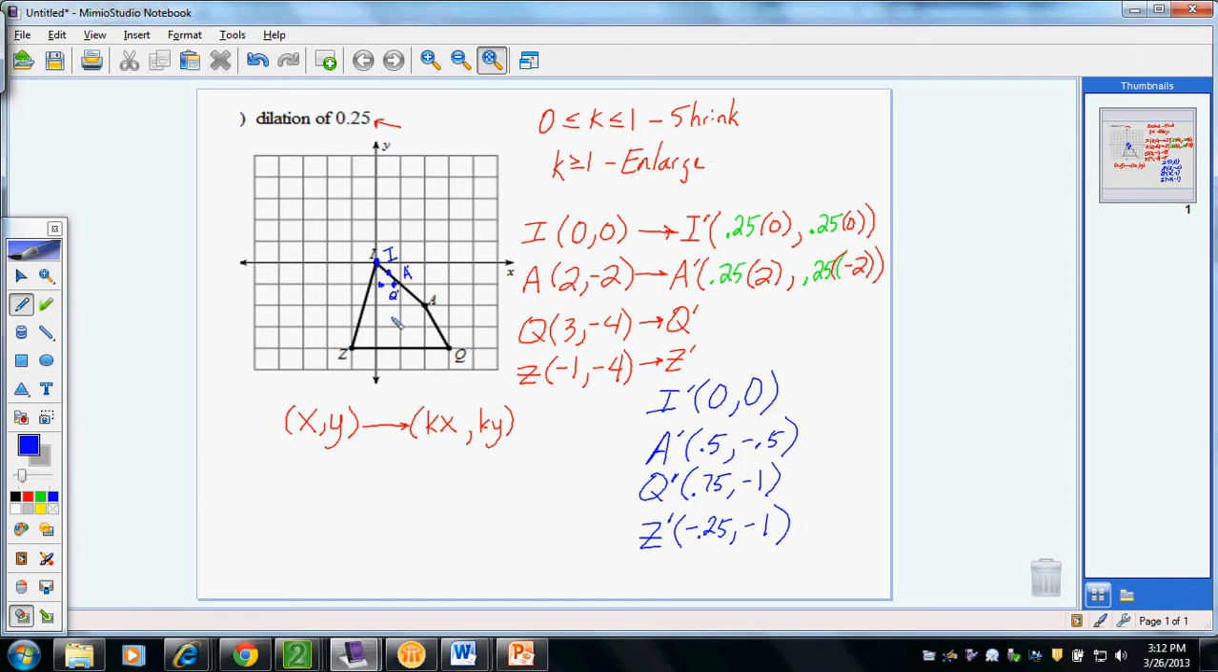And you can see that when we reduced this by 1/4, or 0.25, we've got quite a small shape here. So it's important for us to keep our graphs very clean and neat as we do this. And of course now this is going to be our image as we connect all of our dots. Okay, and that will be the image for number 1.